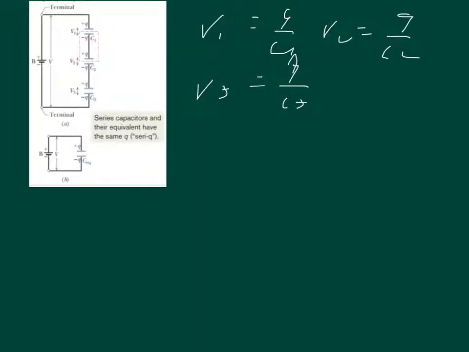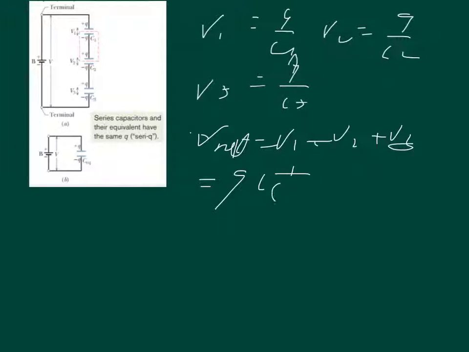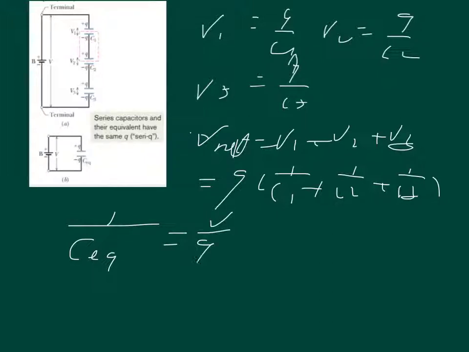Alright, so we have V equals V net equals V1 plus V2 plus V3, and that equals Q times 1 over C1 plus 1 over C2 plus 1 over C3. So 1 over the total capacitance equals V over Q, and we have 1 over C1 plus 1 over C2 plus 1 over C3.